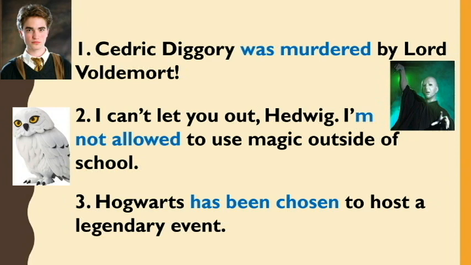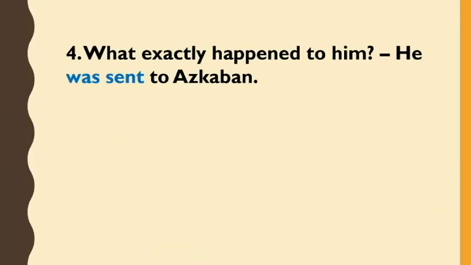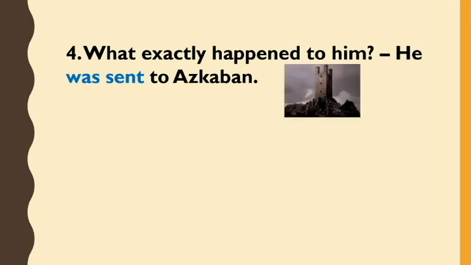Number 3. Hogwarts has been chosen to host a legendary event. Here, has been chosen is in passive voice, and it is present perfect tense. Legendary means very famous, very well known for something. In this example, it is a legendary event. That means a very famous event. Number 4. What exactly happened to him? He was sent to Azkaban. Here, was sent is in passive form and it is in past tense.